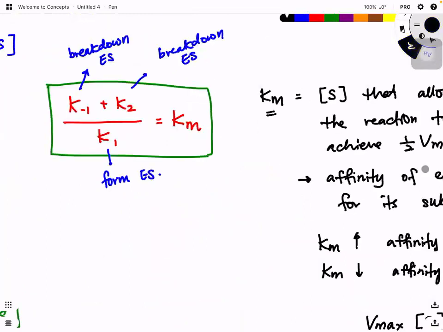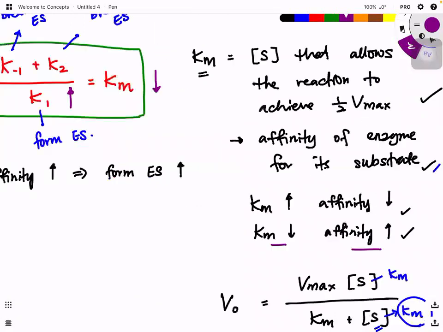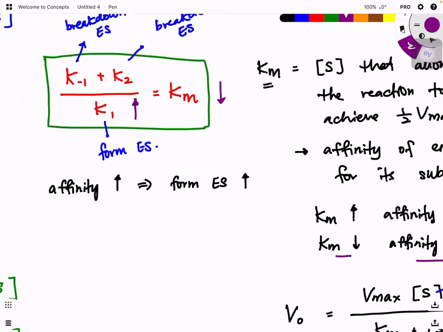Now, if affinity is high, it means that we want to form more ES complex. Can you see that? So the rate constant K1 increases very, very high because we want to form ES complex. If we want to form ES complex very, very high, what is the Km value? Km value is lower. So this explains why Km value is lower when affinity is high, because we want to form ES complex.